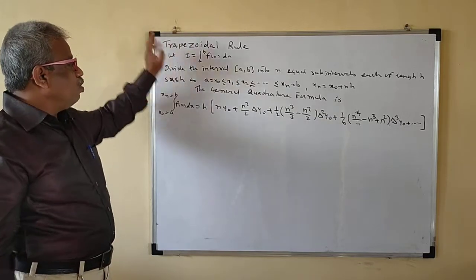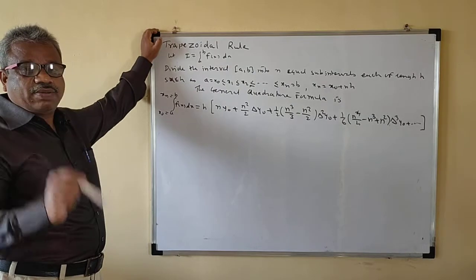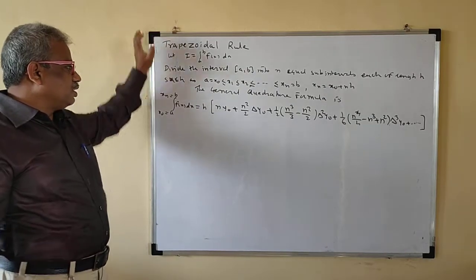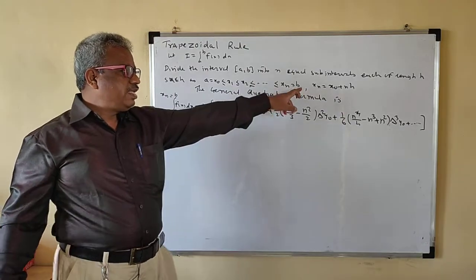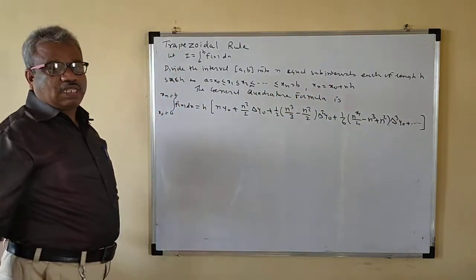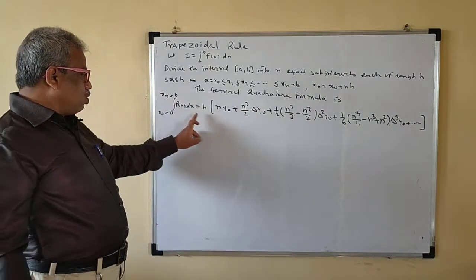For that, what will we do? We will divide the interval AB into n equal sub-intervals each of length h, such that a is equal to x naught, then x1, x2, up to xn, where xn is x naught plus nh. So we have the general quadrature formula. The general quadrature formula is this, and this is what h is.